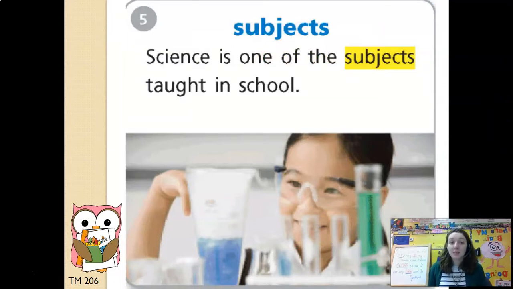Subjects. Science is one of the subjects taught in school. Now, subjects is a little trickier to have a motion for, but subjects are the things you study, right? So you're going to pretend you have a book, and we're going to say subjects, things you study. Ready? Subjects, things you study. So we have culture, traditions shared by people, community, the people around you, languages, transportation, and subjects, things you study.